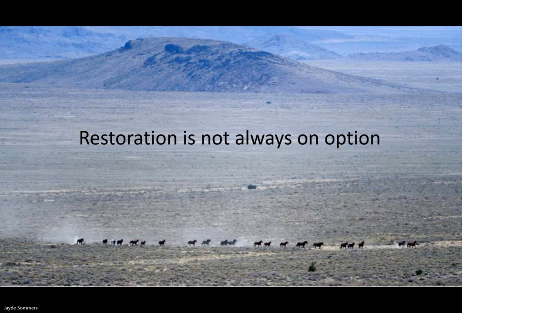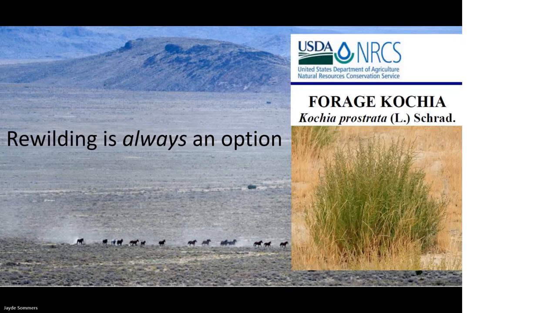But it's just not an option. It's just not going to work. We can't get rid of the horses. We can't get rid of those invasive species. Climate is changing. That system has changed and it is changing. Next slide, please. But rewilding is always an option. Doesn't matter where you are and what ecosystem you're in, rewilding is always an option.